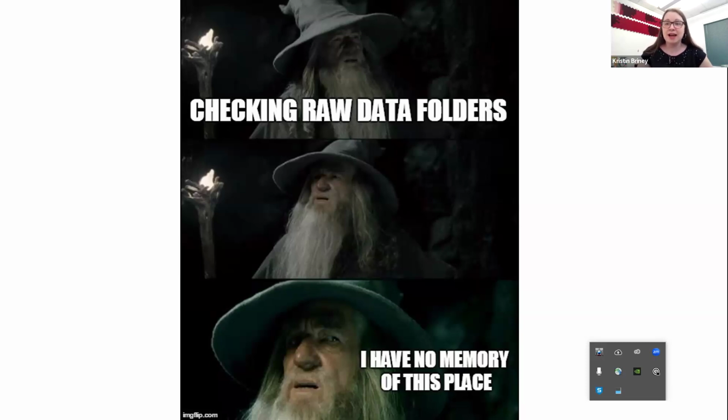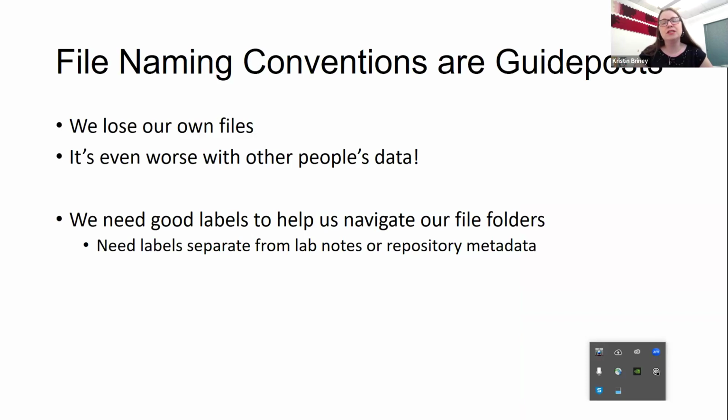And one of those ways that I like is file naming conventions. So these basically act as guideposts or street signs or labels on a map. So when you're navigating through all your files, your new files, your old files, you can figure out what they are. Because the truth is, as people, as researchers, we lose our own files, and it's even worse with other people's data. It's very difficult to get a group of files and try to figure out what's in them without any sort of information. So we need good labels, and we need those labels to be separate from our lab notebook, because that might be available, might not be available.